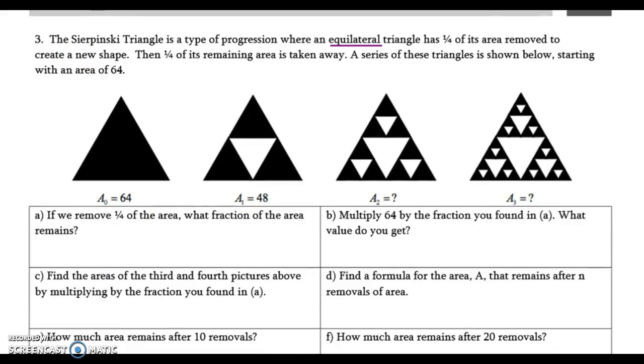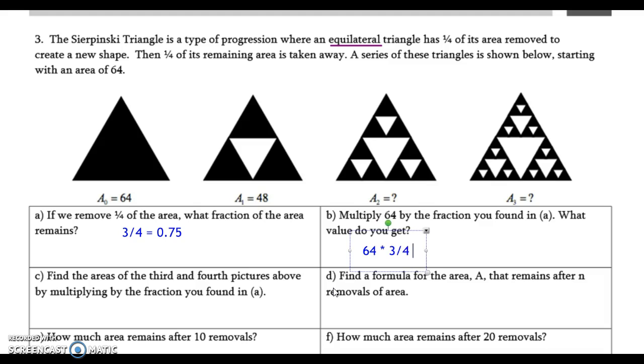Well, that's a little simple math there. If we remove 1/4 of the area, the part that remains should be 3/4. We could also say 0.75 as a decimal. Multiply 64, that's the starting value, with the fraction that you found in A. What value do you get? Well, 64 times 0.75 should give you the same value as the second Sierpinski triangle.